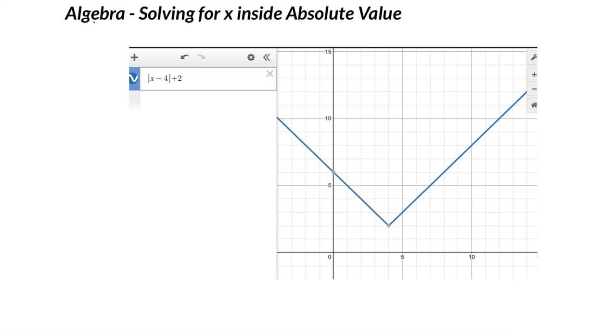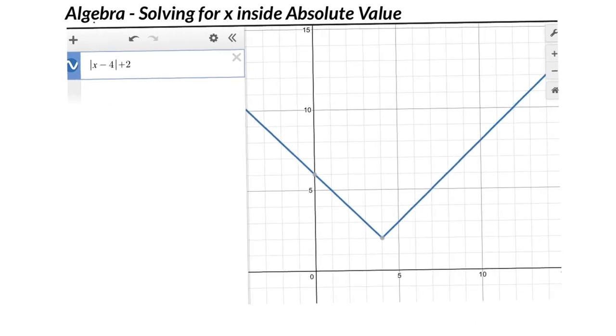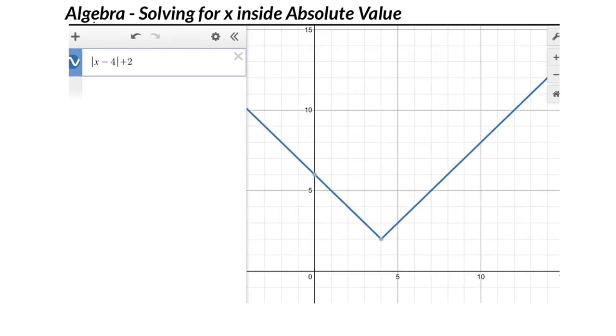Let's talk about how we can solve for x when x is inside an absolute value sign. Remember, absolute value always returns a positive answer. And I wanted to just draw your attention to this: if I were to take this equation, you can see x minus 4, so shifted to the right 4 units, and up 2, so over 4, up 2. There's my absolute value graph.